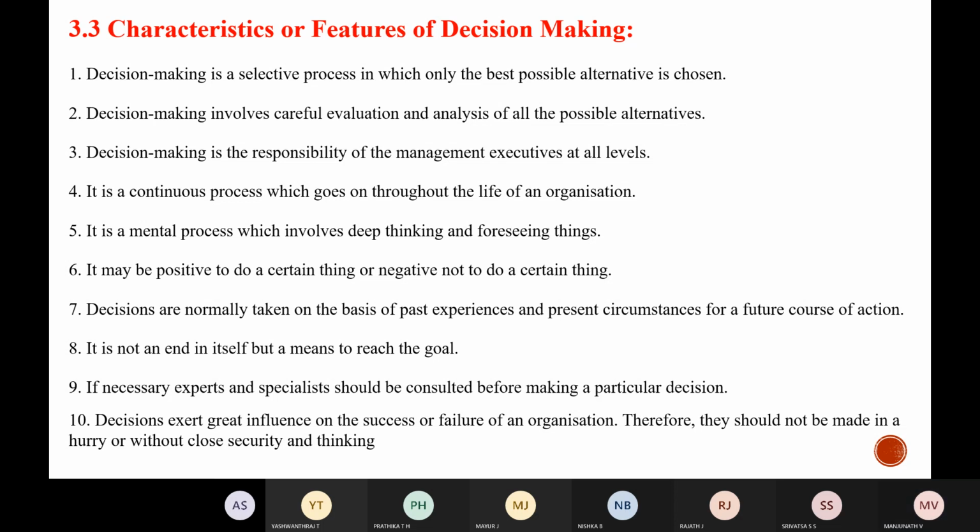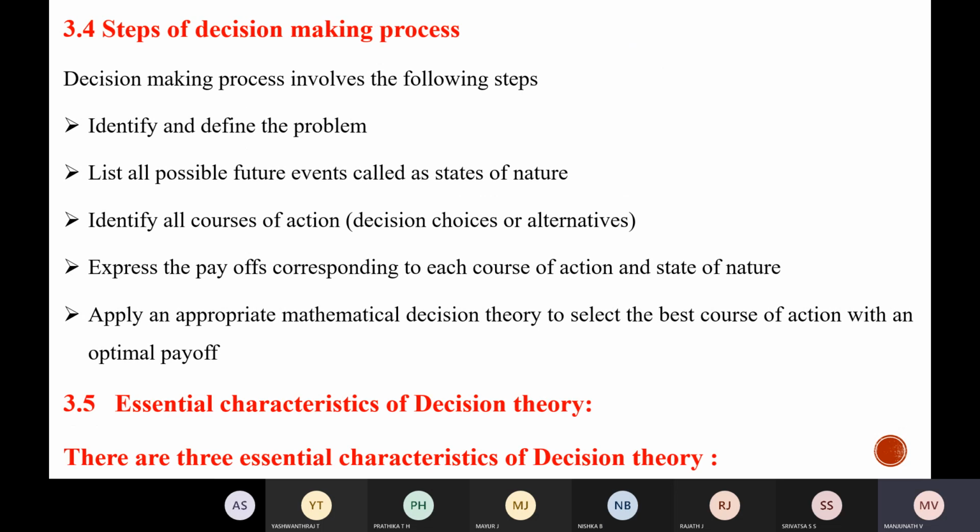Shall I close it? If you don't have any questions, I can close it. Nishka, any questions? No questions, sir. You got all these 10 points, right? Have you copied it? Very important for examination, Section C: write short notes on characteristics of decision making. Got it? Shall I move on to the next slide? Okay, I'll explain this in the next class.